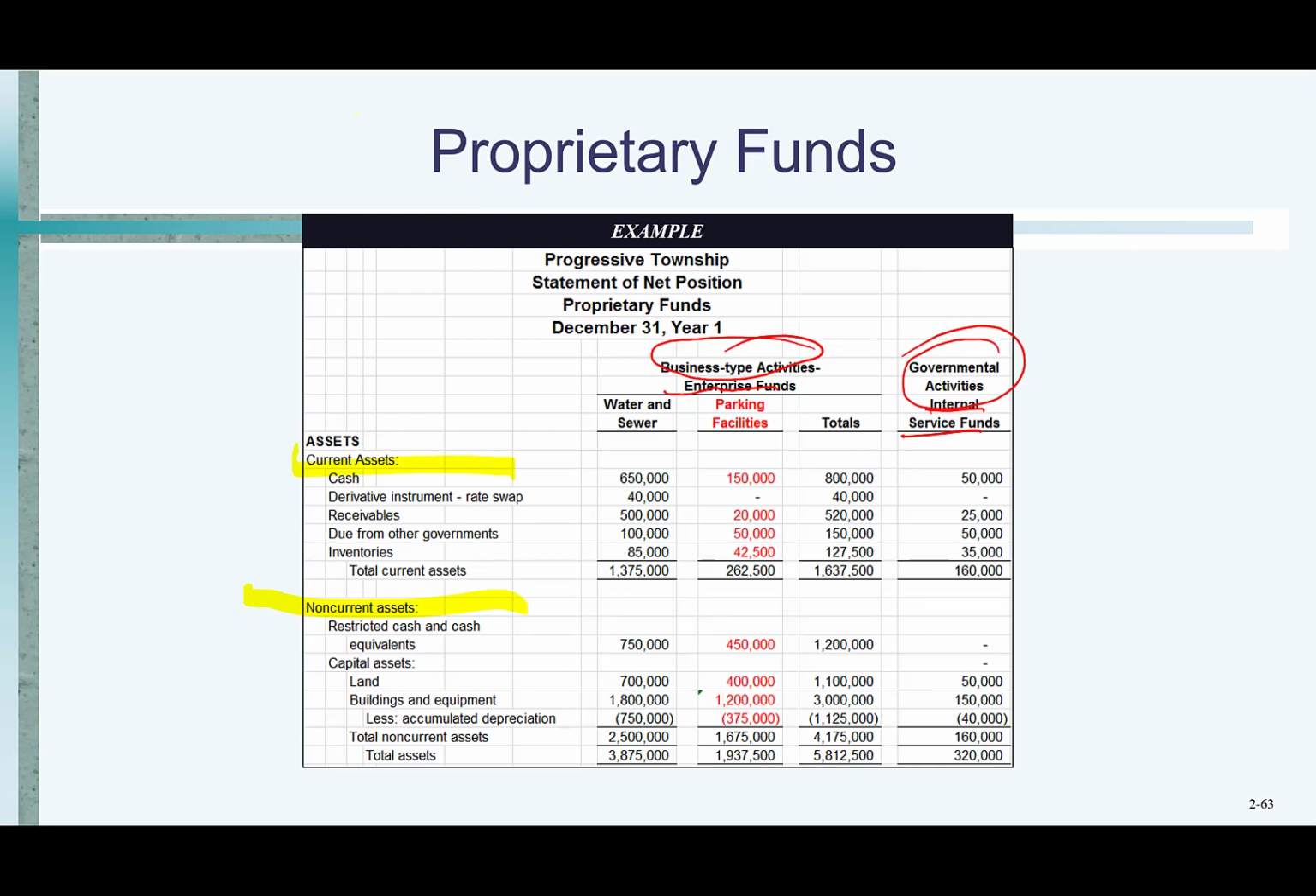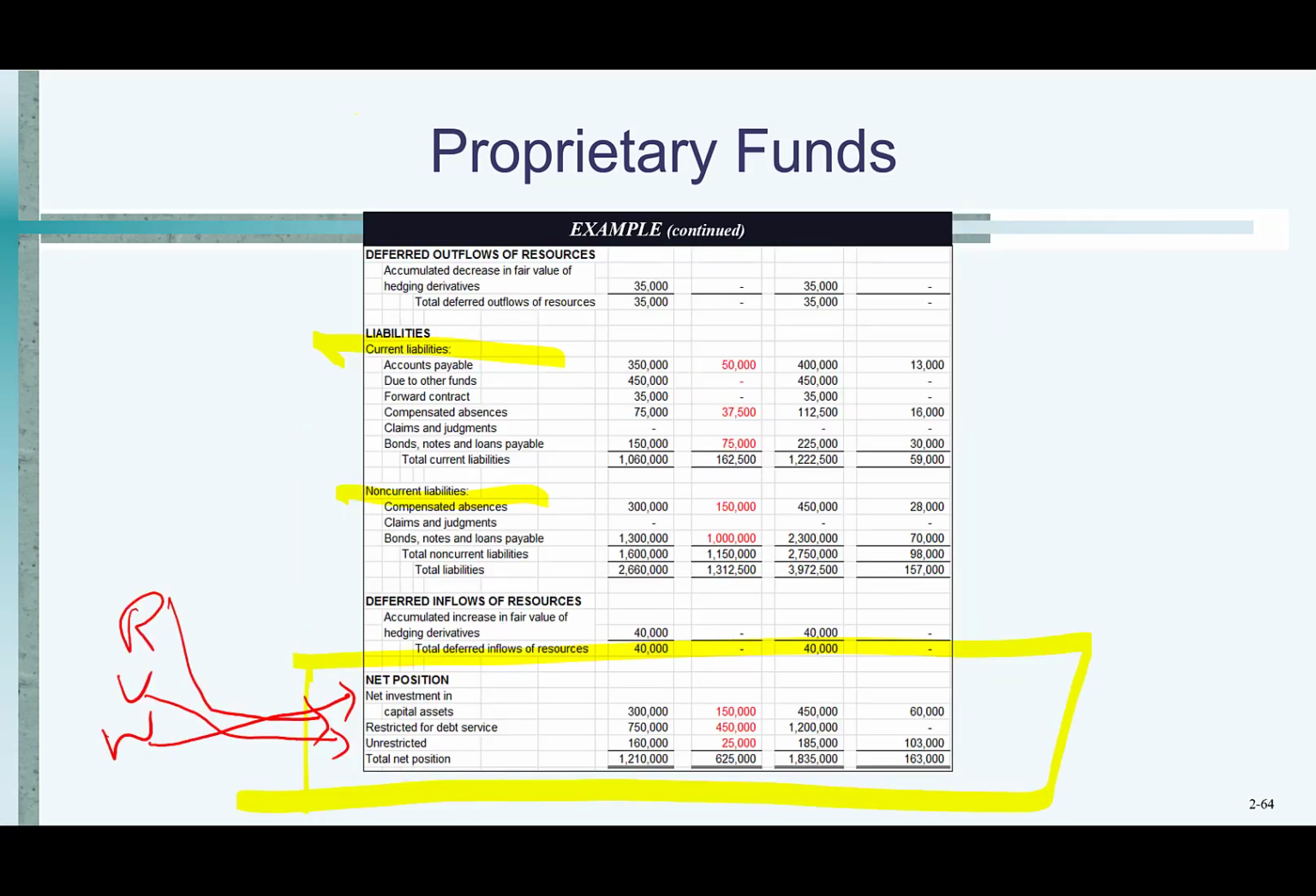Now, here we were looking at this earlier, guys. There's our business-type activities, water and sewer parking. Those are our enterprise funds. Governmental activities is our internal service fund, right? But we are at the proprietary fund level now. Okay. We have what? Current and non-current assets, current and non-current liabilities.